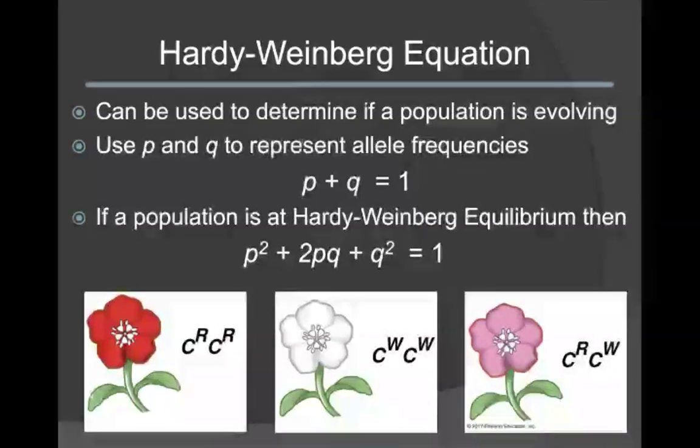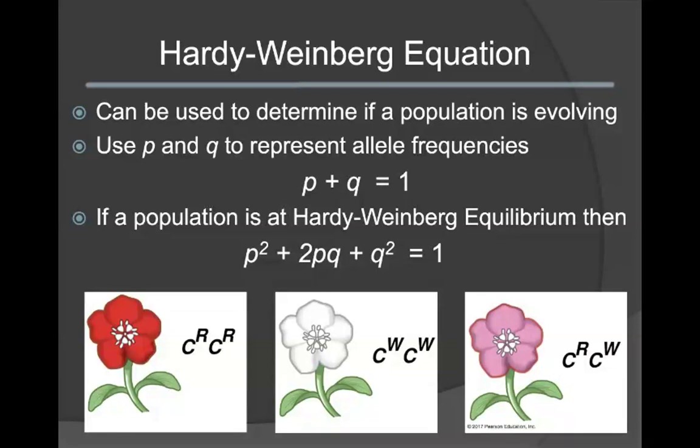When studying population genetics, it's important to understand the Hardy-Weinberg equation. This equation can be used to determine if a population is evolving or if the genetics of that population are changing. We can now use p and q to represent the allele frequencies. p plus q should equal 1, meaning that if you have two alleles, the frequency of those alleles together should add up to 1. If a population is at Hardy-Weinberg equilibrium, that means that the following equation will hold true: p squared plus 2pq plus q squared equals 1.